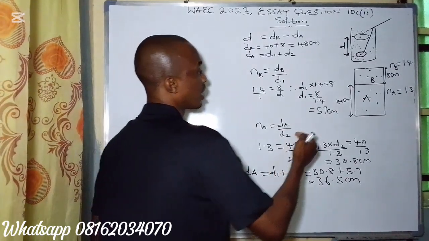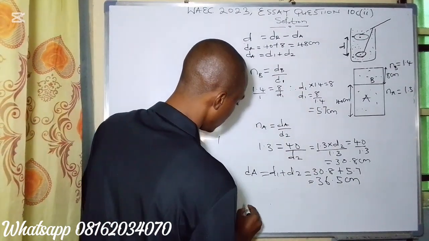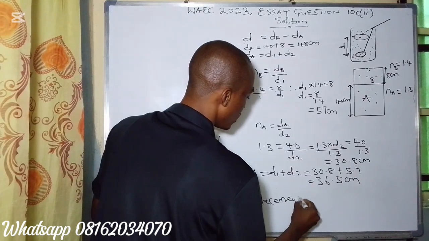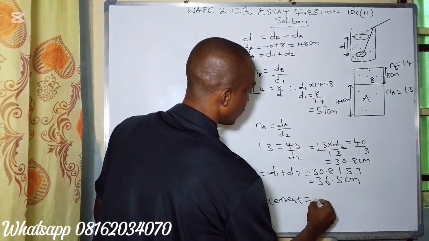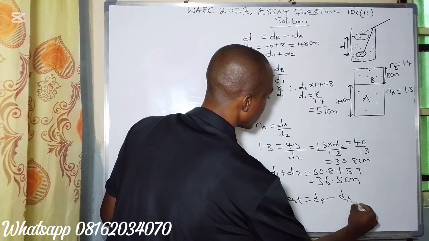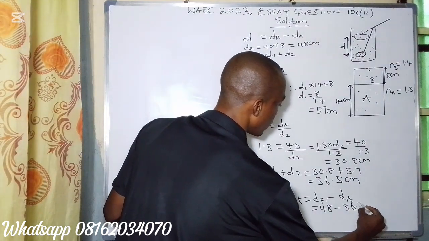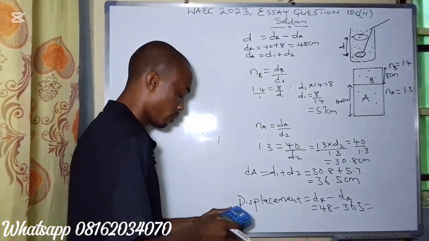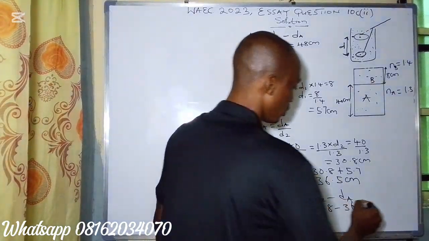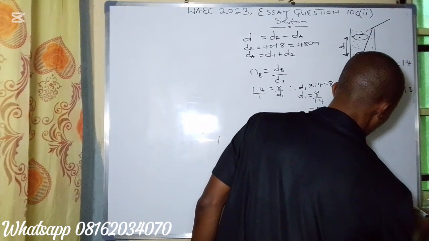the original depth. Remember, the original depth is 8 plus 40, which gives us 48. So we're going to have that the displacement will be equal to the real depth, d real, minus the apparent depth, d apparent. So if we do that, what are we going to have? 48 minus 36.5. If you do that, you can just do it. It will give you about 11.5 cm.